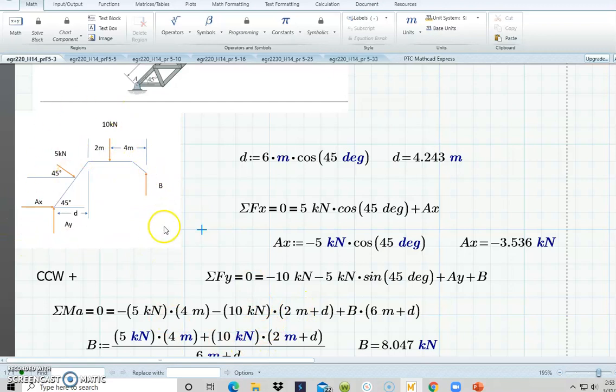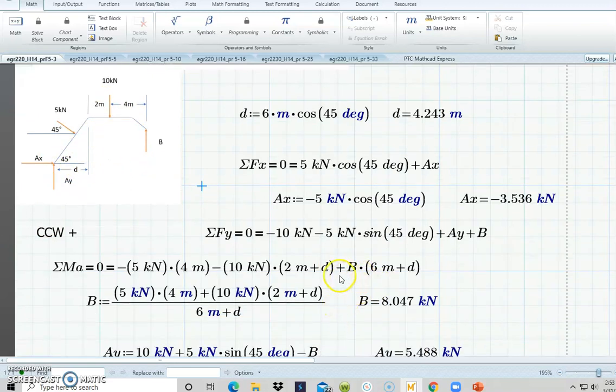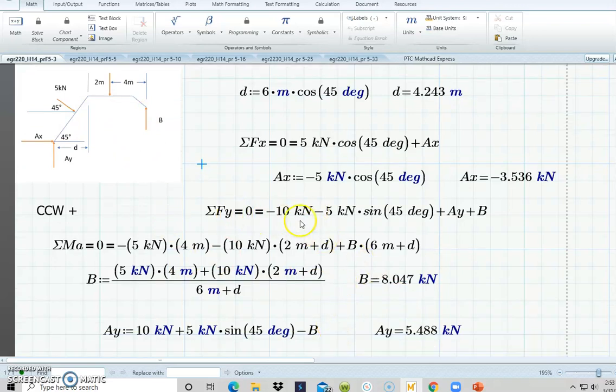The B is going to be the counterclockwise around A, and that distance is going to be 4, and 2 is 6 plus D. And then if I solve that for B, I get 8.047. B came out positive, so I drew it correctly. And then if I go back to my Y equation and solve it for AY, knowing B, I get what AY is. And that agrees with the answers in the back of the book.